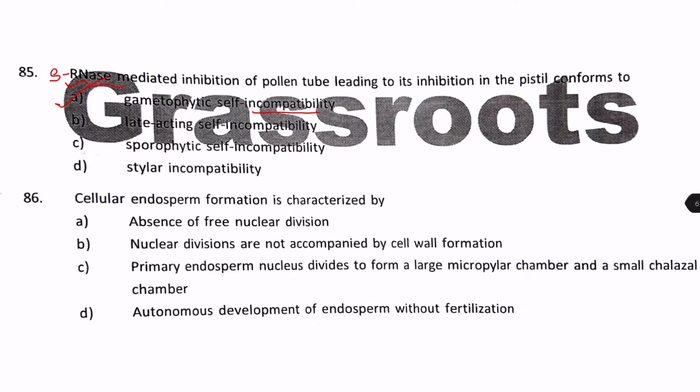There are other S locus alleles involved. Next, tylar incompatibility is also not this. So gametophytic self-incompatibility is the answer.